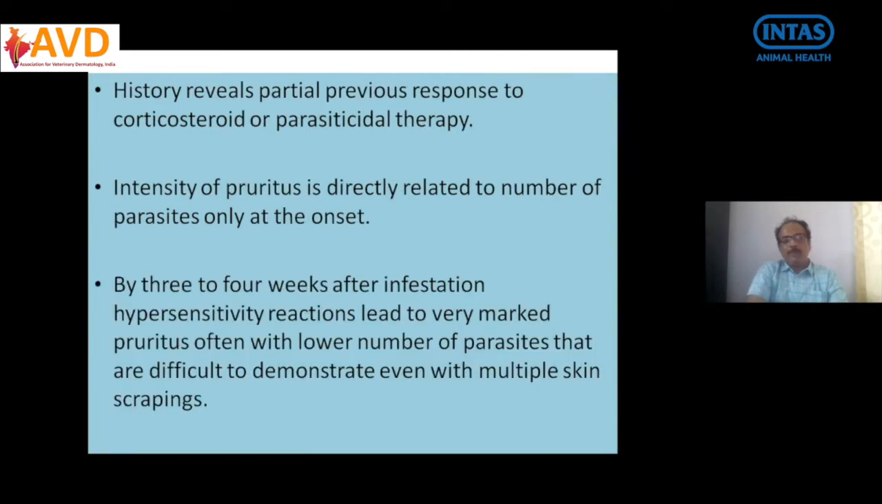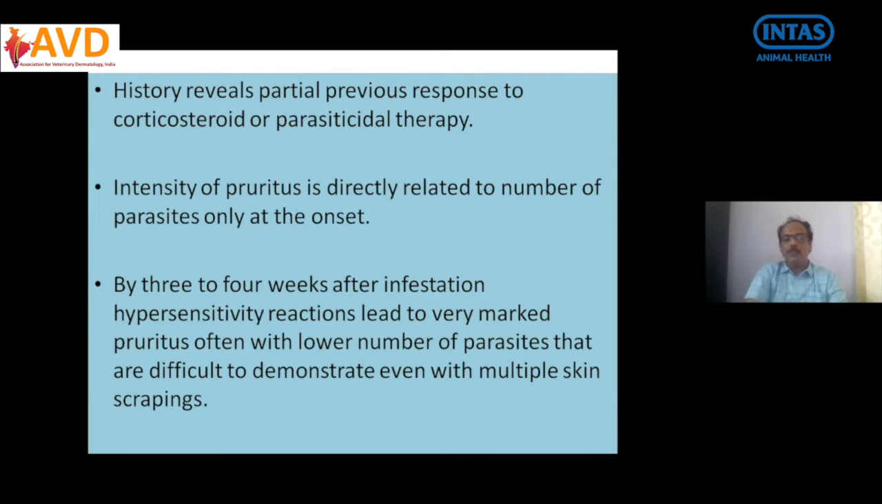And history reveals partial previous response to corticosteroid or parasiticidal therapy. So the owner might have given some corticosteroids initially because of the severe itching, and the animal might have shown a 40% or 50% response. The owner might tell us that initially I have given this steroidal tab, it has responded, now it is not responding, now it has got flared up. In that case, you have to suspect a sarcoptic mange.